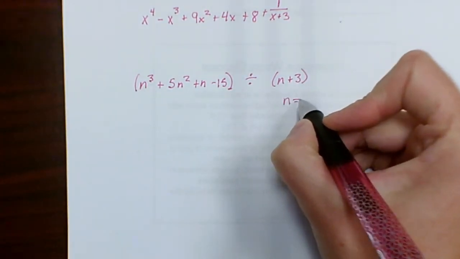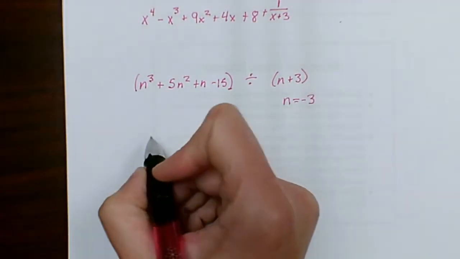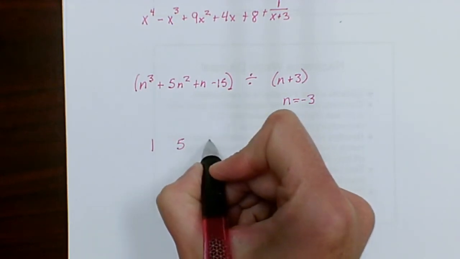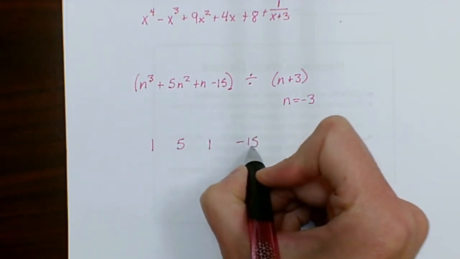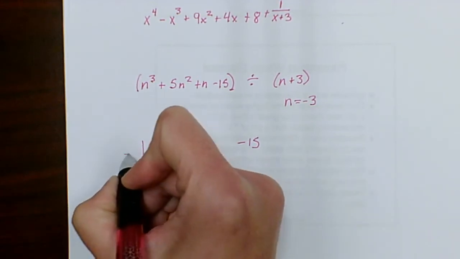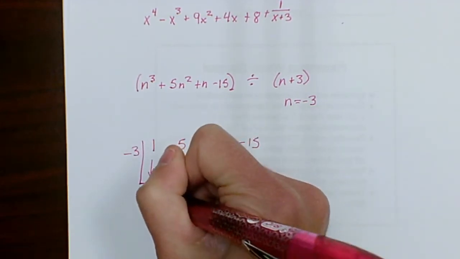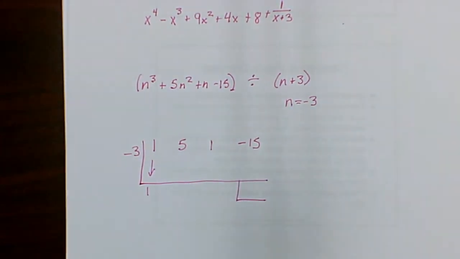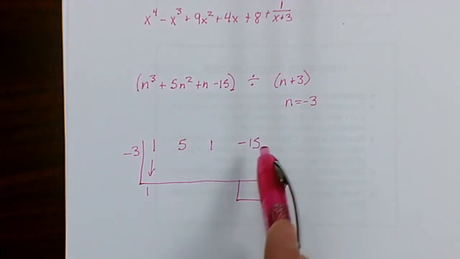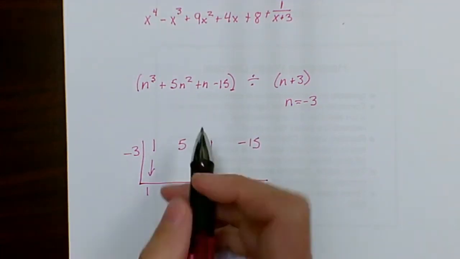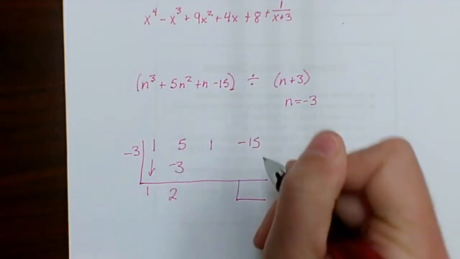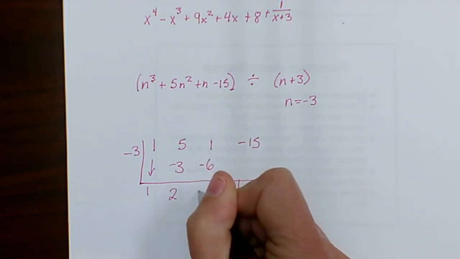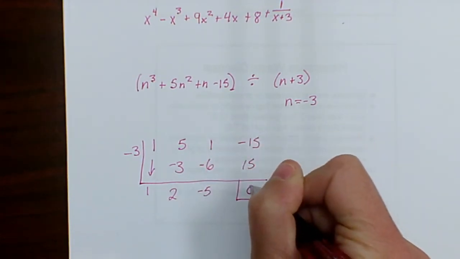Solve for n, so n equals negative 3. We have 1, 5, 1, and negative 15. Place our negative 3, bring down our first number. I'm going to place the box underneath my last constant. Multiply, add, multiply, add, multiply, and add.